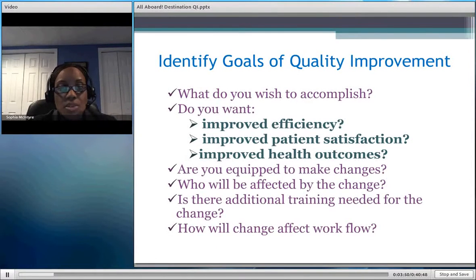Are you equipped to make the changes? Because if you're looking at quality improvement, you're really looking at ways to improve what you're already doing to have some impact on health outcomes. So that hopefully includes a change, because it should not be business as usual when you're looking at quality improvement. So who is it affecting when you're making the change or you're considering the change? Is there additional training needed for you, your staff? And how will change affect the workflow? And these are really important components to think about.